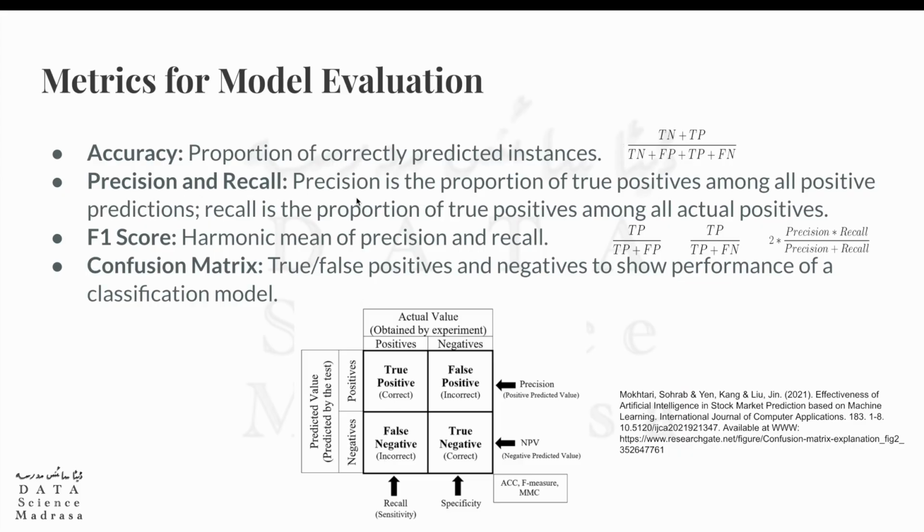So precision and recall. Precision is the proportion of true positives among all positive predictions. That is, true positives amongst all the positives that the model predicted, including the false ones, which essentially tells us how many of the labels given by the model were actually correct. Recall is the proportion of true positives amongst all actual positives. So there's a subtle difference here.